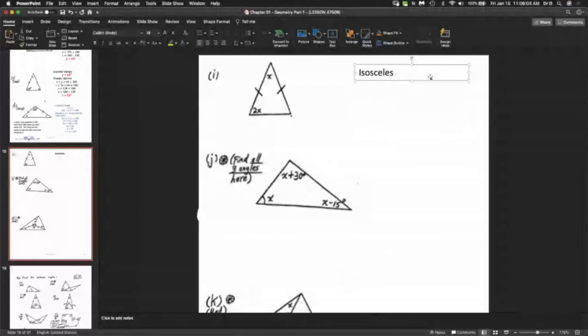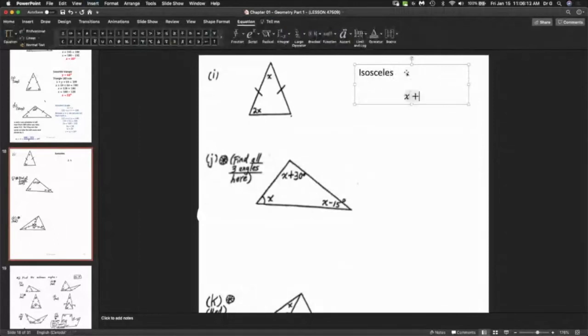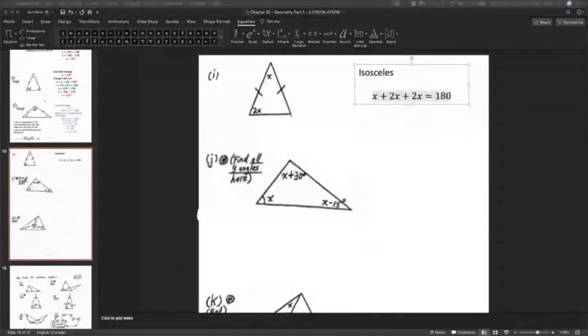Anyway, so this is an isosceles triangle. So I'm going to write an equation here, and I want you to think about what I'm writing as I prepare it. So let me know, what do you think about that? Why did I write 2x twice?